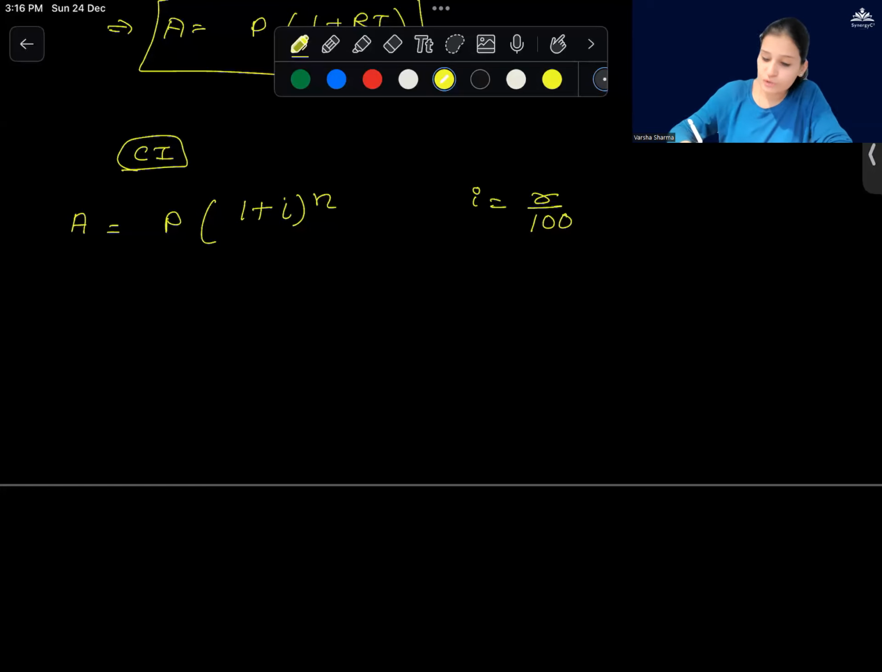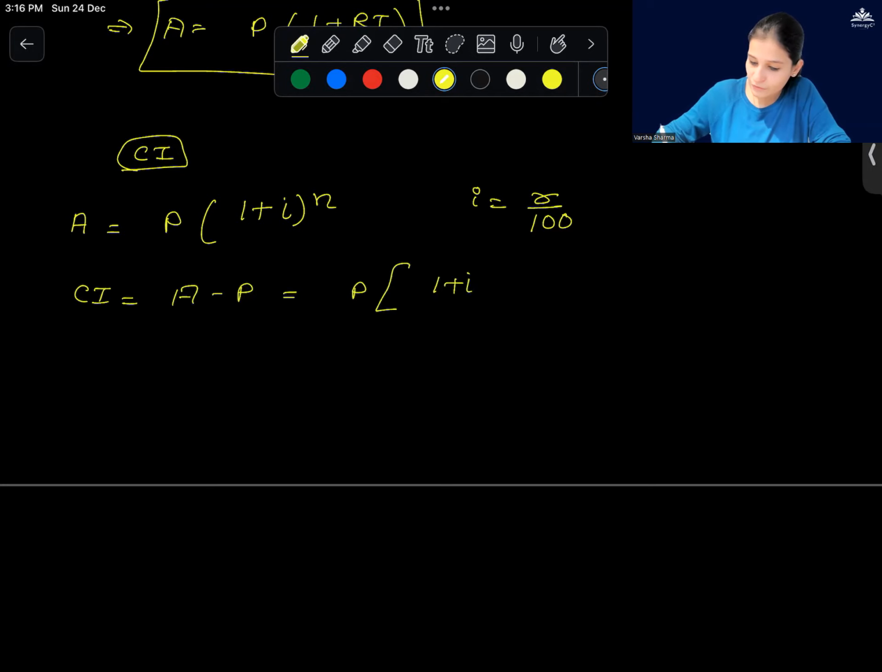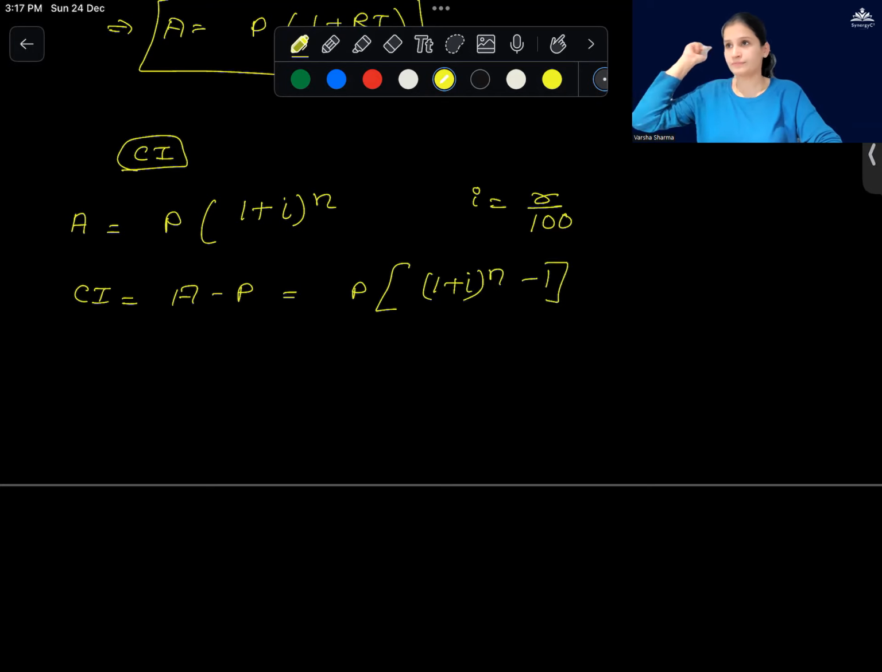Clear? Now, if I want to find out compound interest, how will I do that? Amount minus principal. Again, it will form a formula: P common, (1 + i)^n minus 1, directly. This will give you the compound interest. If it is a normal sum, you need to find the amount and then the compound interest. You don't need any formula. You have the principal, you have the rate, you have the time. Find the amount, then subtract the principal. Very basic. But in a question where there is a missing figure, it becomes really easy.